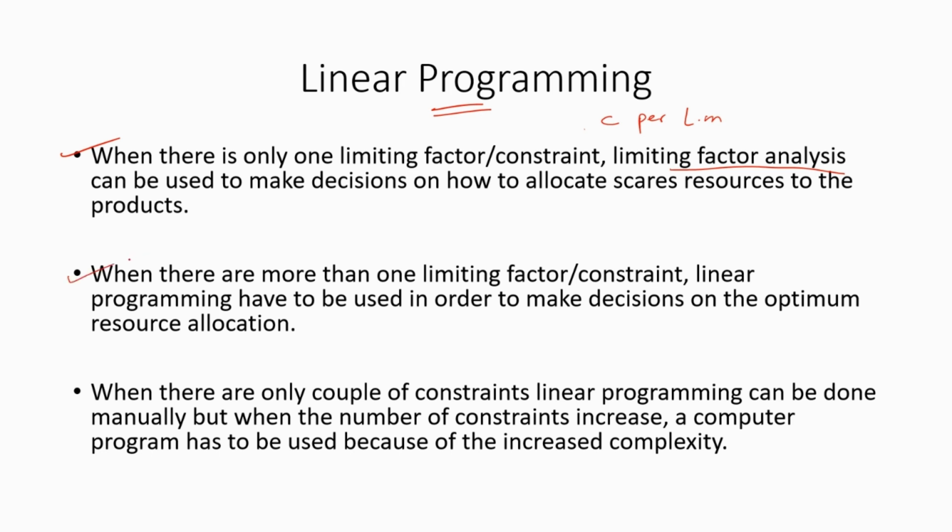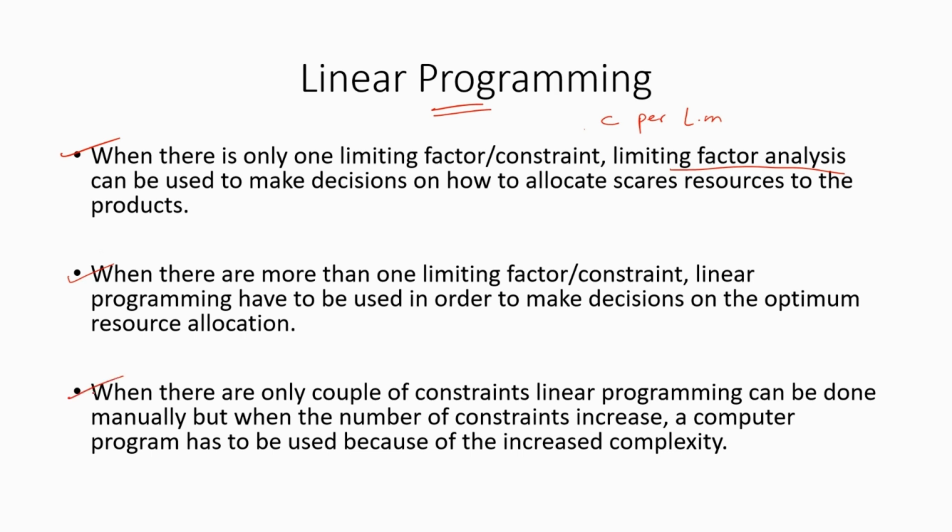When there is more than one limiting factor or constraint, linear programming has to be used in order to make decisions on the optimum resource allocation. Because we can only use limiting factor analysis when there is only one limiting factor. If there is more than one constraint or limiting factor, we cannot use limiting factor analysis to make decisions. We have to use linear programming.